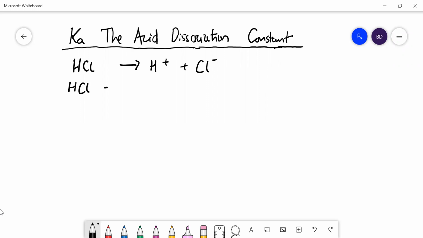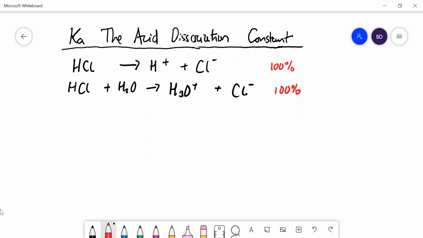But we go a bit more. We say 100% of it doesn't dissociate, really, does it? It forms H3O+ and Cl-. Now, a weak acid, you don't get 100% of it doing that. It's only a small proportion of the acid molecules which release the proton. So let's have a look at ethanoic acid, which is the archetypal weak acid we're going to be looking at.